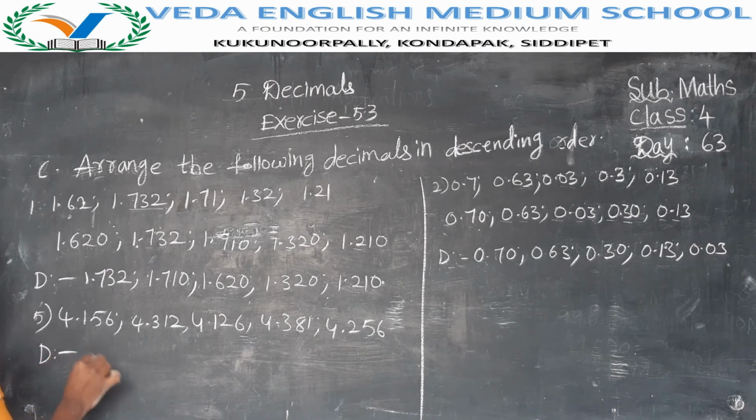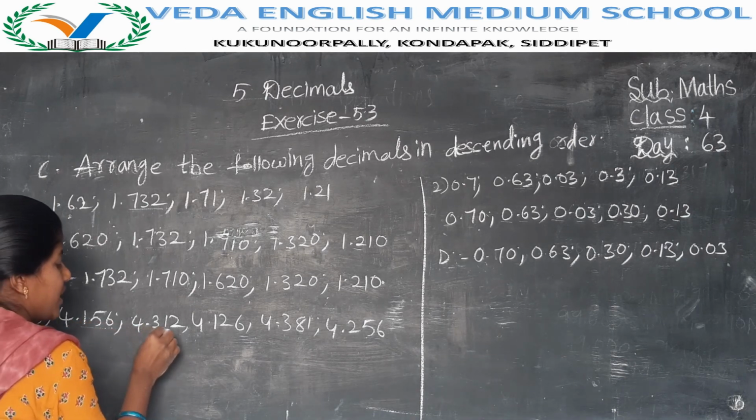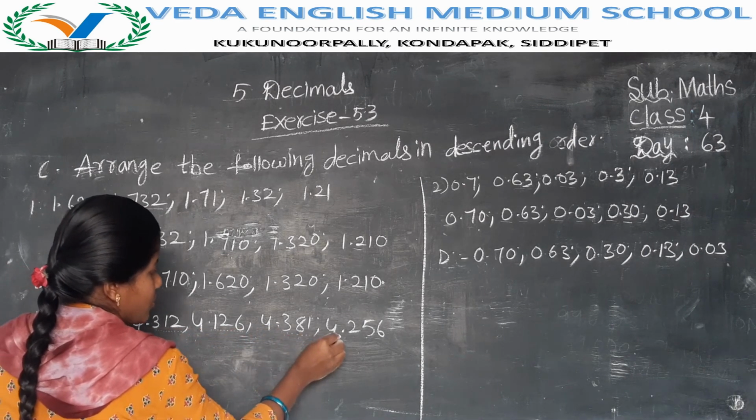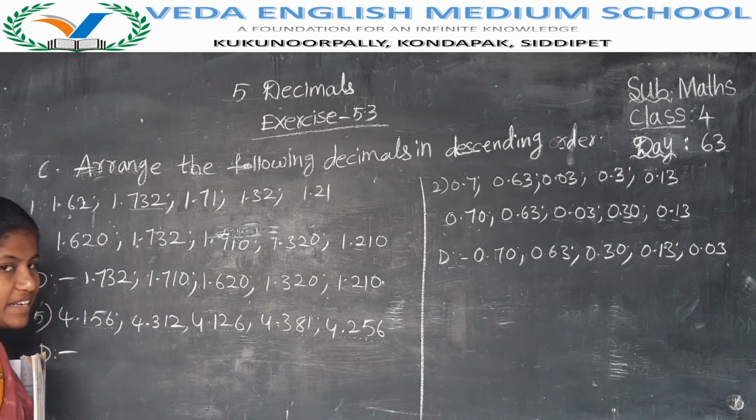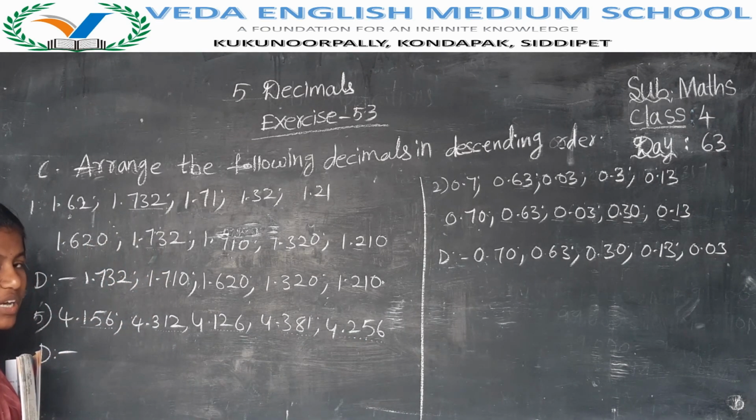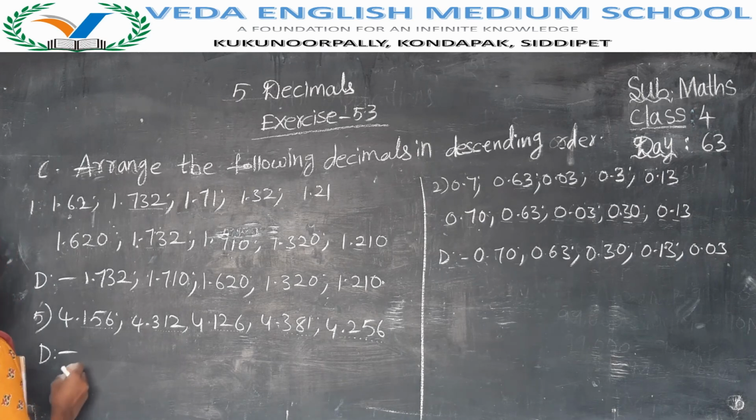Before going to descending order we have to convert this into like decimals. But here there is no need to convert because each and every time we have 3 decimals only. So no need to convert. That means all these are like decimals. If you have like decimals then there is no need to convert. Directly you can write descending order. Now how to write descending order?